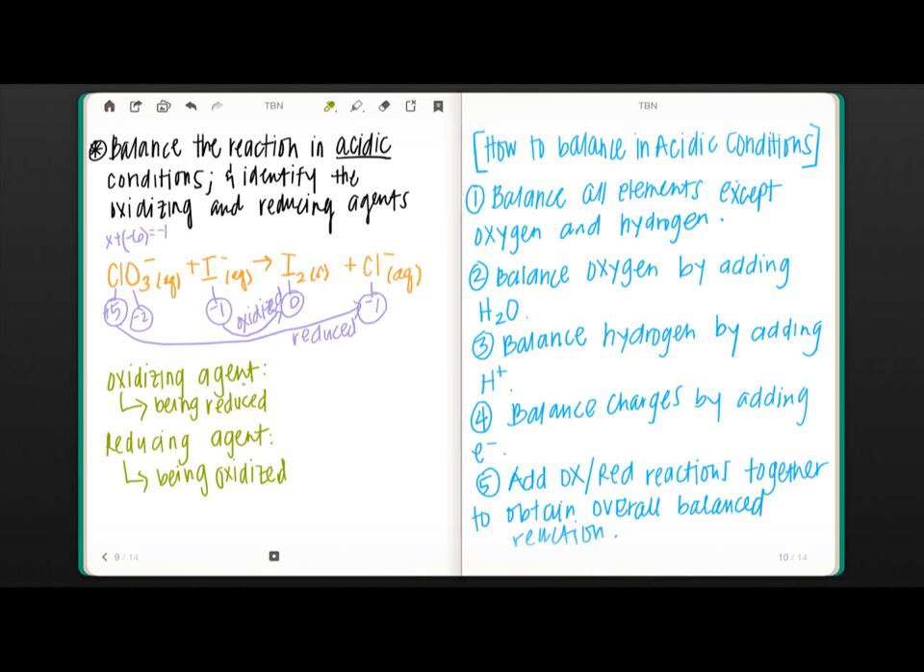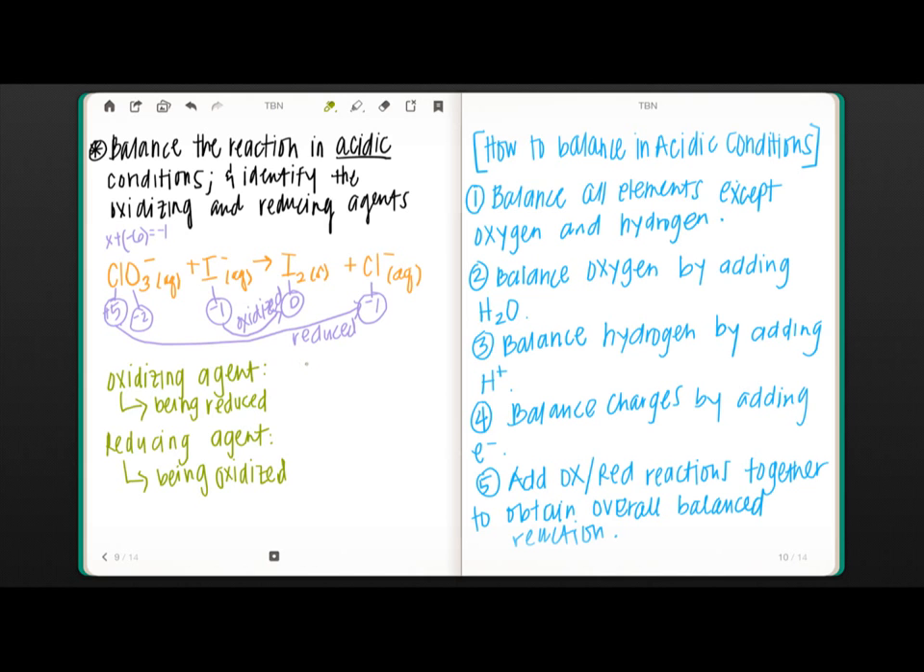So for the oxidizing agent, you look at the reduced part of the equation, and you're between ClO3 minus and Cl minus. For the oxidizing agent, it's what's being reduced. It's not what's in the reduced form. Cl minus here is in the reduced form. That's not what you want. The oxidizing agent is what's being reduced. So just watch that wording if it's ever asked on a test or something.